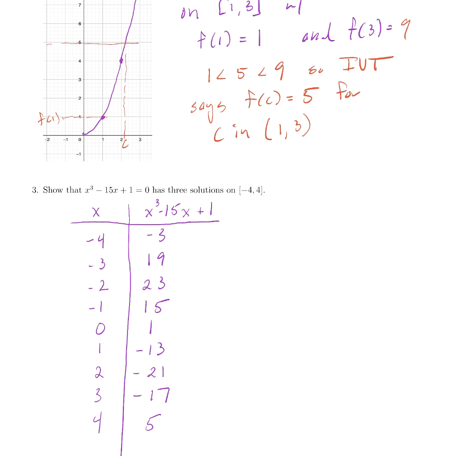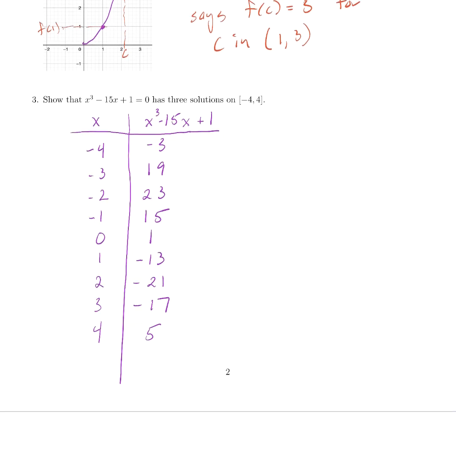Okay, number 3. Show that x cubed minus 15x plus 1 equals 0 has 3 solutions between negative 4 and 4. Another way to think about this is that x cubed minus 15x plus 1 crosses the x-axis 3 times between negative 4 and 4. Well, what do we know about this? It's a polynomial, so it's continuous everywhere. So it's certainly continuous on the interval from negative 4 to 4.